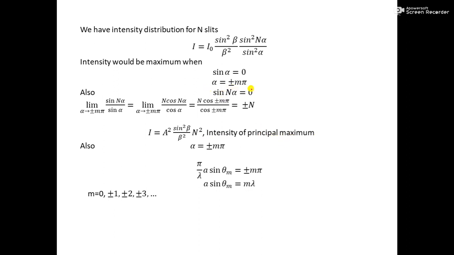Also we have considered that alpha is equal to plus minus m pi when sin alpha is equal to 0. We know from the last lecture that alpha is equal to pi by lambda a sin theta m, so this is equal to plus minus m pi. So we have got the expression a sin theta m equal to m lambda, where m has the value 0, plus minus 1, plus minus 2, plus minus 3, etc. So we got an equation: a sin theta m is equal to m lambda.